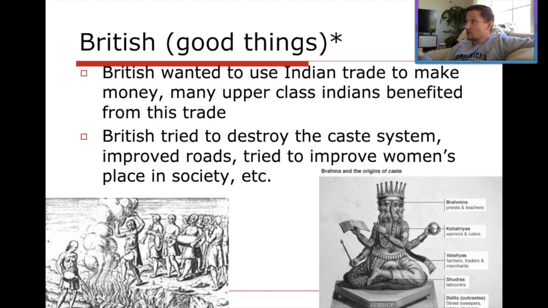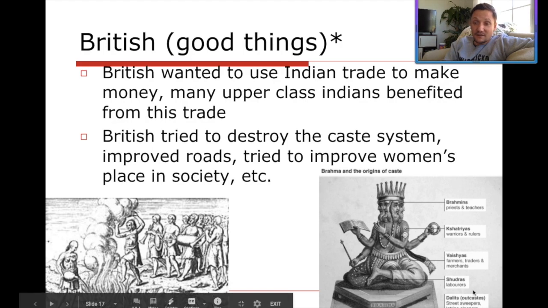Now, the British wanted to destroy this whole thing because it sounds kind of neat. It's very interesting to study. But the thing about it is it was also very unfair to Indian people within Indian society. And this is something that existed in their society for thousands of years. Because down here at the very, very bottom were the Dalits, also known as the Untouchables.